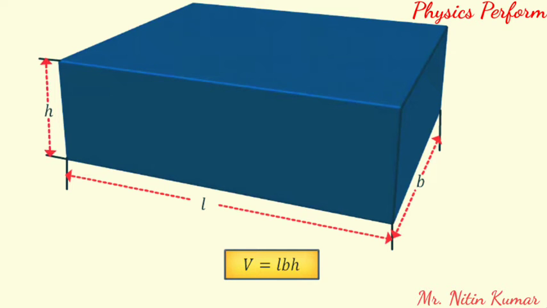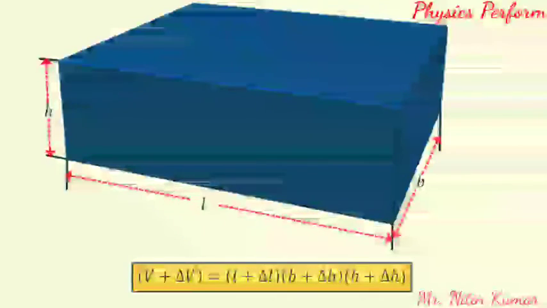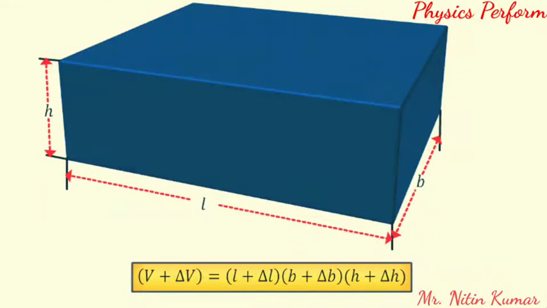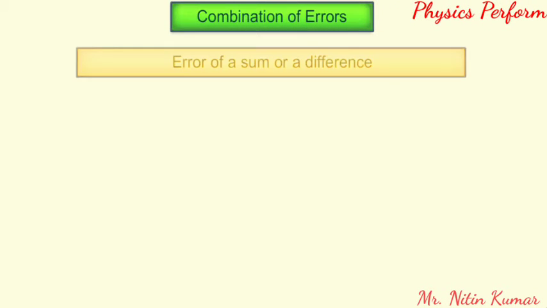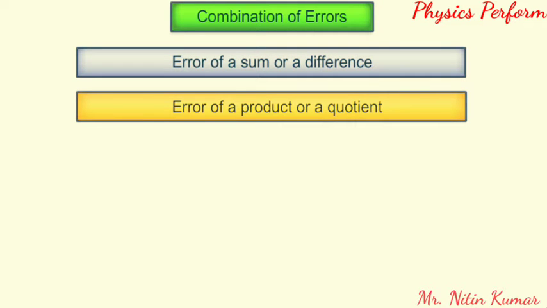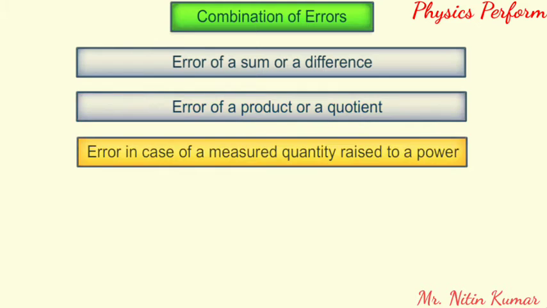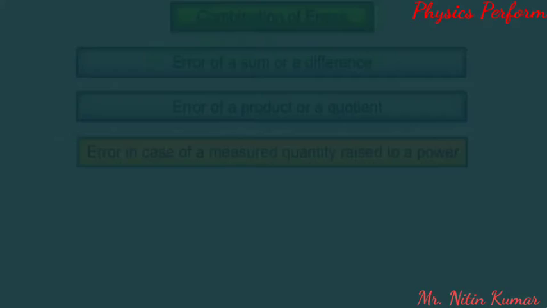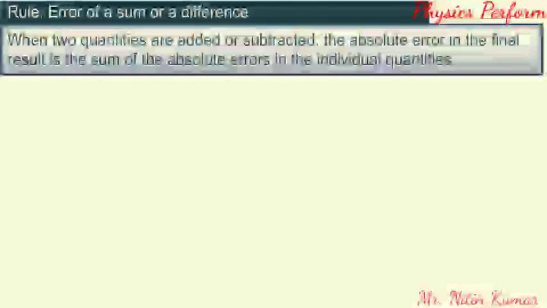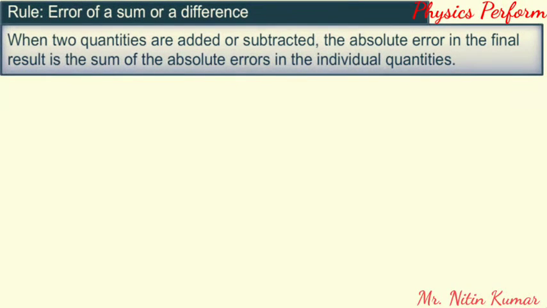If there is an error in measurement in length, breadth, and height, then the error in volume will reflect the combined effect of all three errors due to mathematical operations. Some common combination errors are error of a sum or a difference, error of a product or a quotient, or error in case of a measured quantity raised to a power. When two quantities are added or subtracted, the absolute error in the final result is the sum of the absolute errors in the individual quantities.